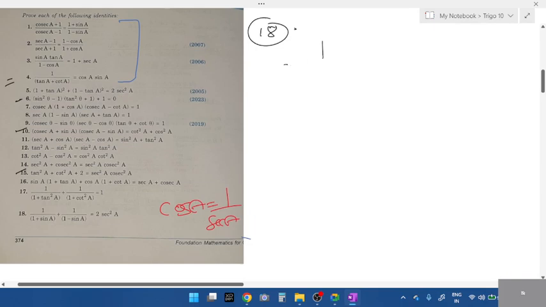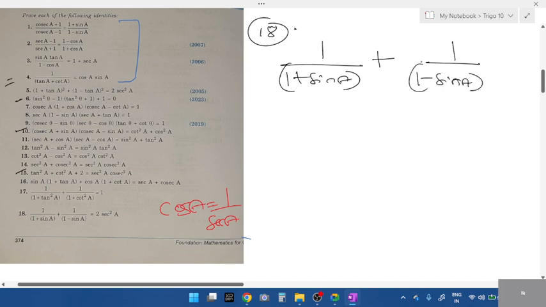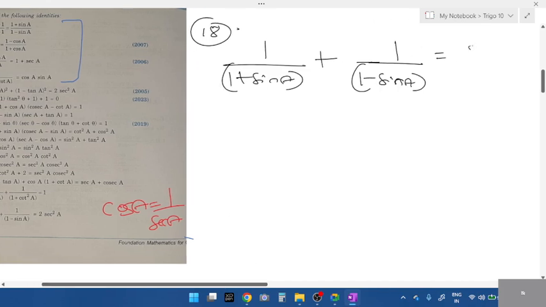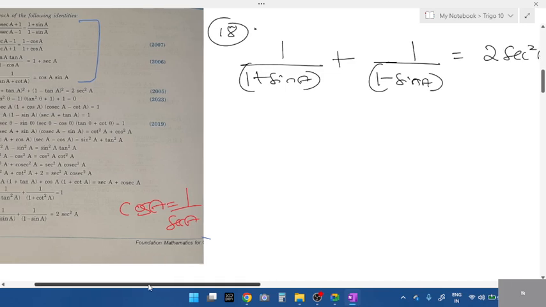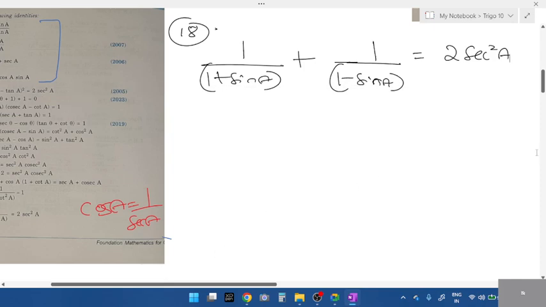Copy the question, students. 1 by 1 plus sin A plus, try the left hand side part, 2 sec square A. See, more values are given on the left hand side part.